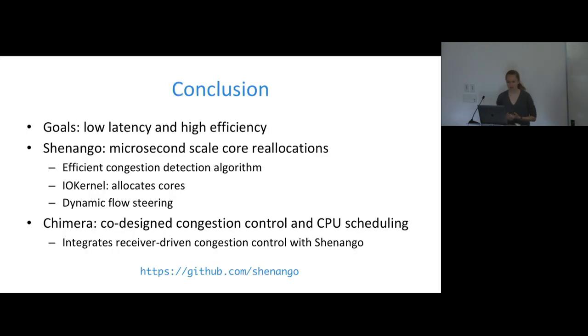So in summary, today I talked about how we can achieve low latency and high efficiency in data centers. I talked about Shenango, which is a system that reallocates cores across applications at microsecond granularity. And I talked about Chimera, which is a proposal for how we can co-design congestion control and CPU scheduling. Thank you, and I'm happy to take questions.